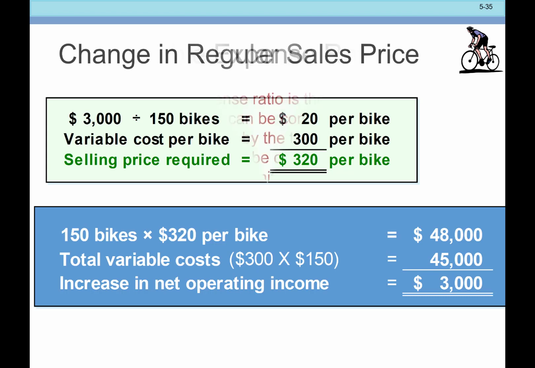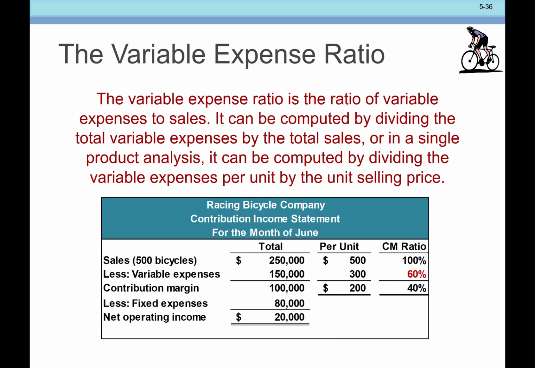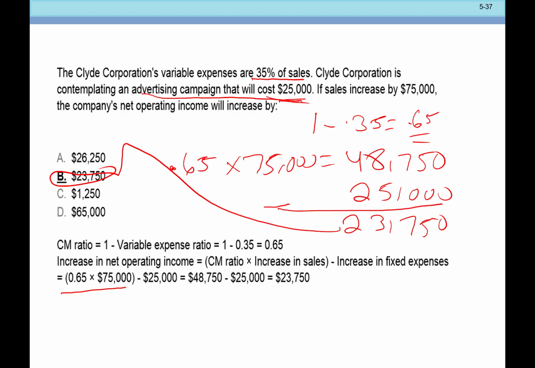Okay, good. So we have this thing called the variable expense ratio. This is sort of an annoying thing, in that if I give you the variable expense ratio, can you come up with the contribution margin ratio? You simply take 1 minus the variable expense ratio, and that gives you the contribution margin ratio, right? Then you can go from there the way we have in some of these other problems. So we have this problem where they gave me the variable expense ratio. 1 minus 35% equals what?